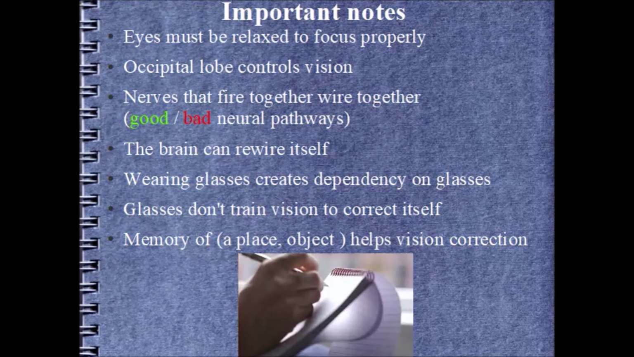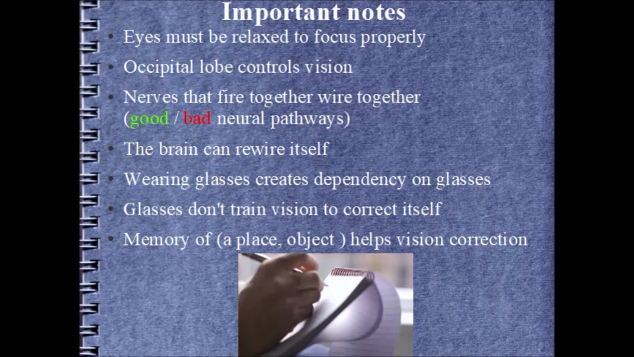This next is because glasses don't train vision to correct itself. Glasses just help you see better, but it doesn't train you to become self-reliant on your occipital lobe and on your brain and your eyes. Glasses just help you see better. They don't actually train the vision to focus and to see better.